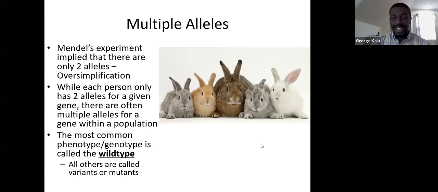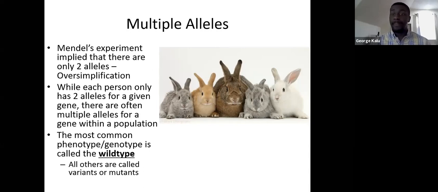Okay. So the next inheritance pattern is multiple alleles. When Mendel was doing his experiments, he was basically going with the assumption that there are only 2 alleles in a particular population, which was a gross oversimplification because there are usually going to be multiple alleles over the course of a population. For example, here we're looking at rabbits. If we're looking at their fur color, we're going to see some that are gray, some that are tan, some a dark brown, some white, and some black. So there are multiple different alleles that all contribute to different characteristics. If we look at human hair color, we have people with blonde hair, black hair, red hair, brown hair, and so on and so forth.